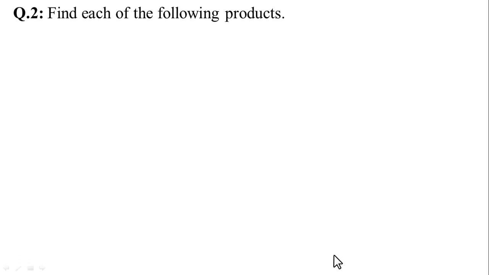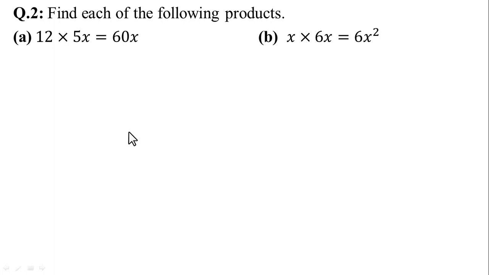Now in question number 2, we are given: find the product of each of the following. In the first part, 12 multiplied by 5x. 12 fives are 60, so we have 60x. In the second part, x multiplied by 6x. 6 ones are 6 and the powers of the variable are added, so 6x square.